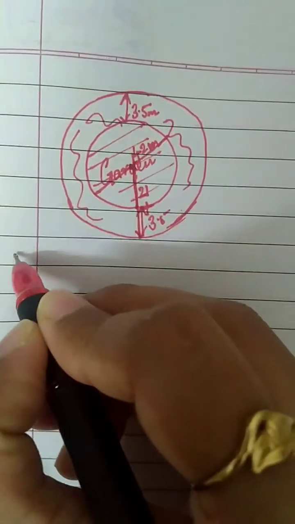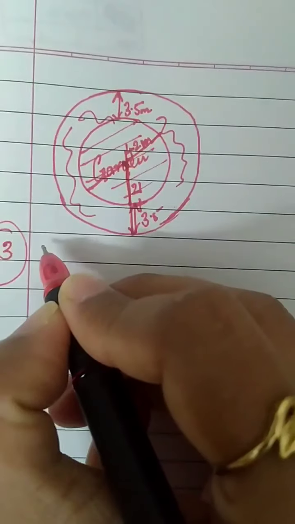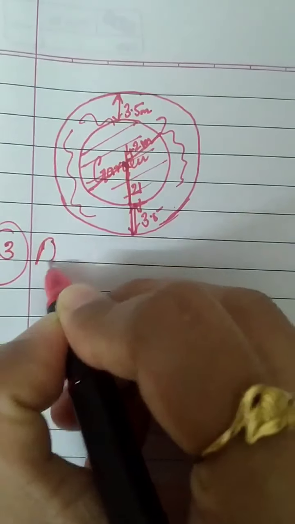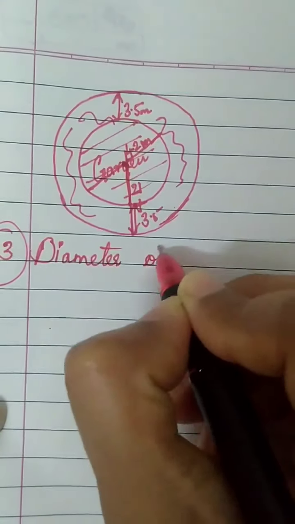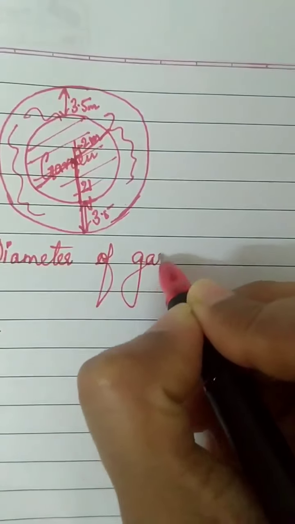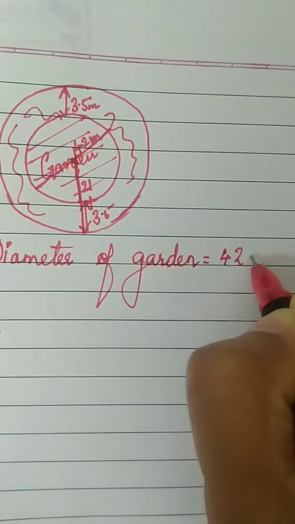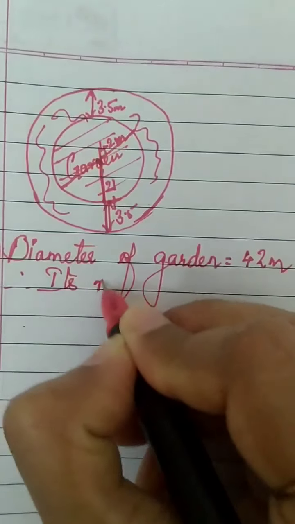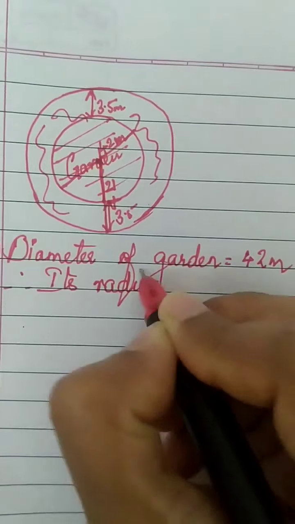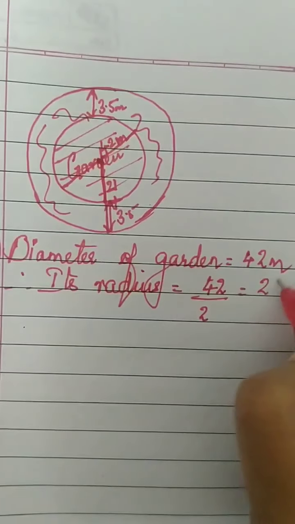So let's start. Sum number 3. Let us write. Diameter is given. Diameter of garden is equal to 42 meter. Therefore, its radius of the garden, radius is equal to 42 upon 2, 21 meter.